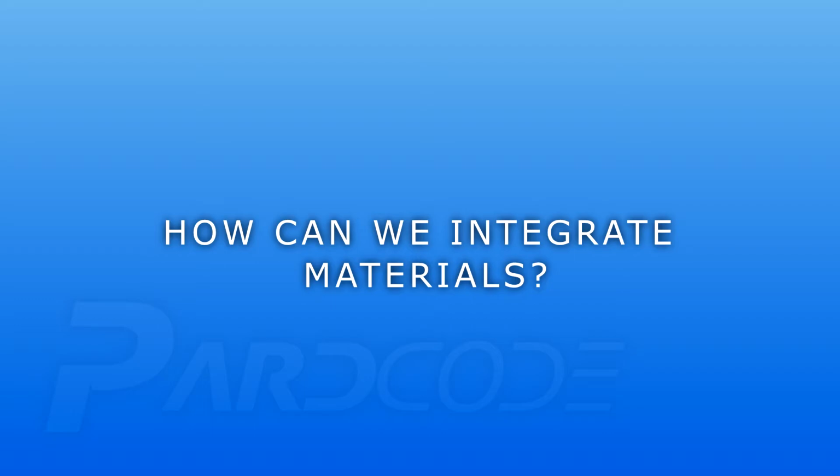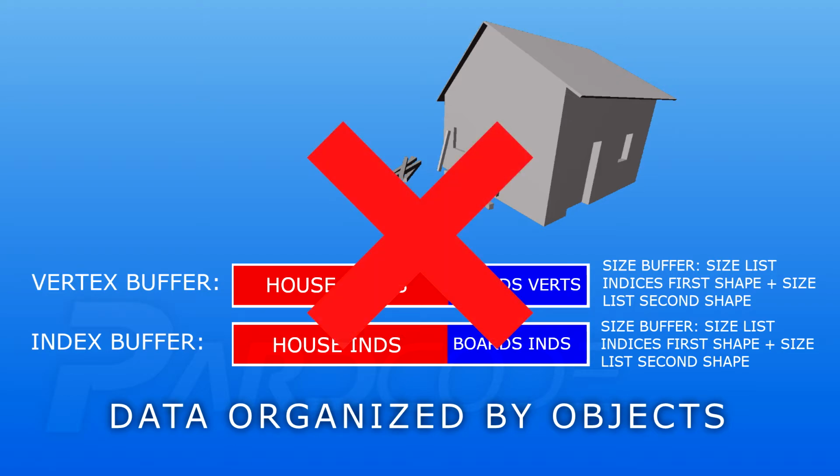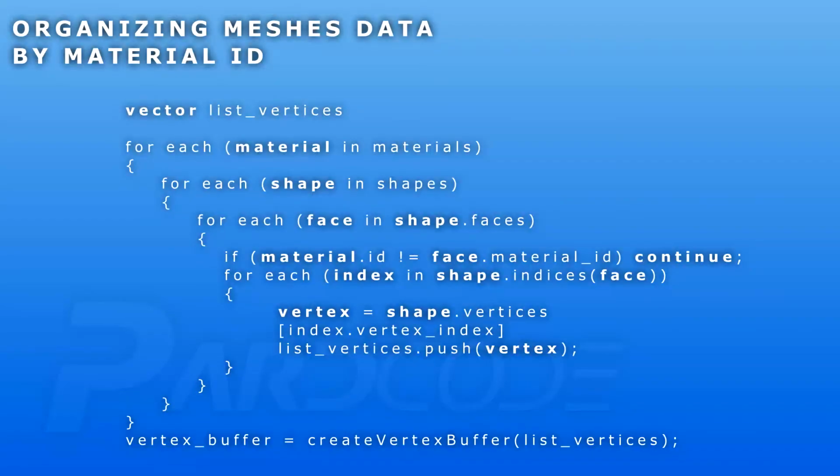As we have seen previously, vertices and indices of the various objects are organized by objects. So, in order to consider the materials, we have to reorganize them not by objects anymore, but by material IDs. So, for each material, we have to check the faces of each shape. If the material ID of a particular face doesn't correspond to the ID of the material we are currently considering, we discard it and continue with the next one.